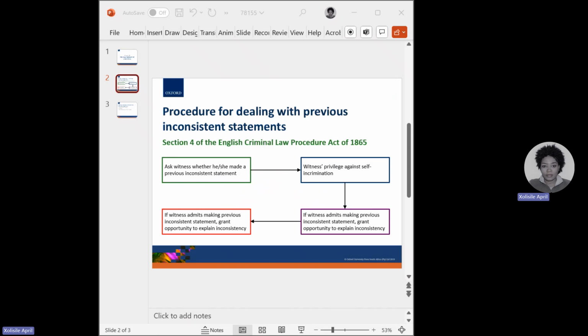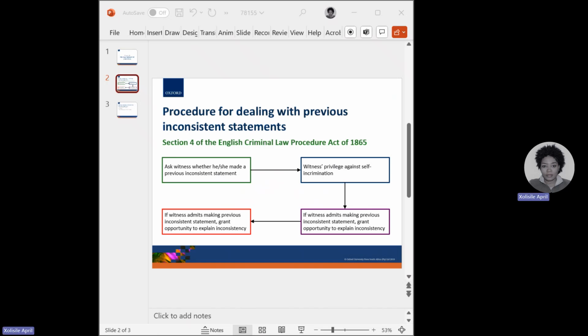So now we're going to be dealing with the witness's privilege against self-incrimination. Remember, a witness cannot be forced to admit something that would incriminate them. For example, if admitting to the prior statement will expose the witness to a perjury charge, they may claim privilege. I hope that sticks in.